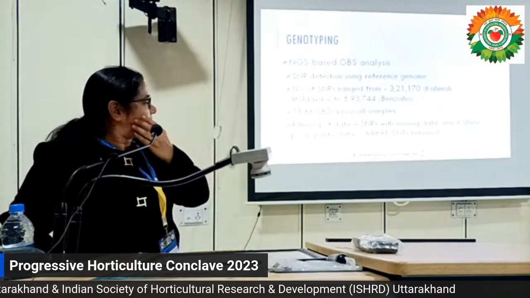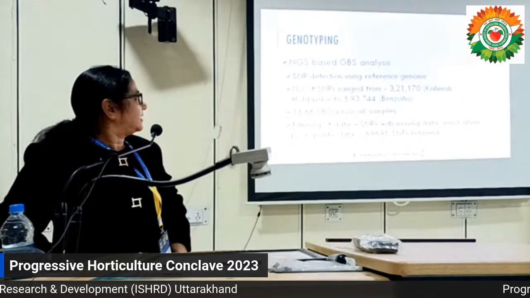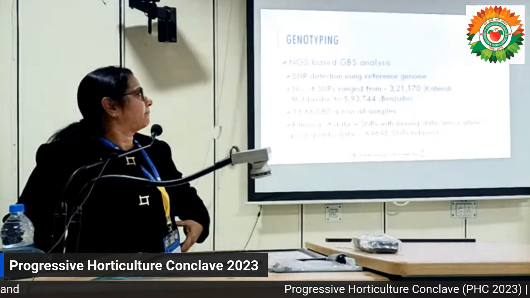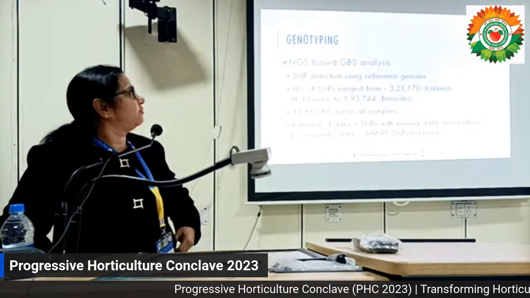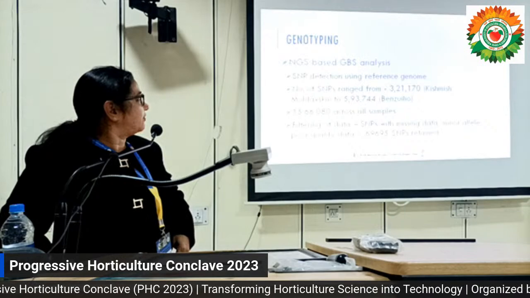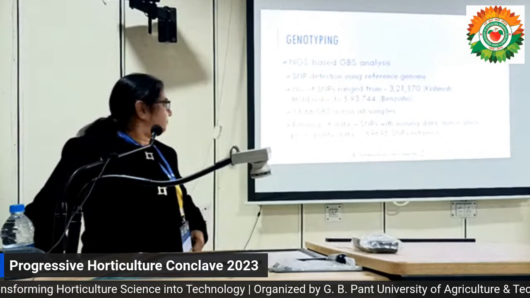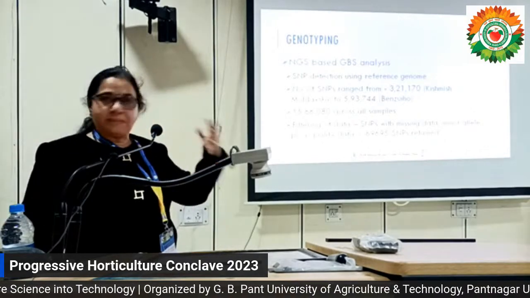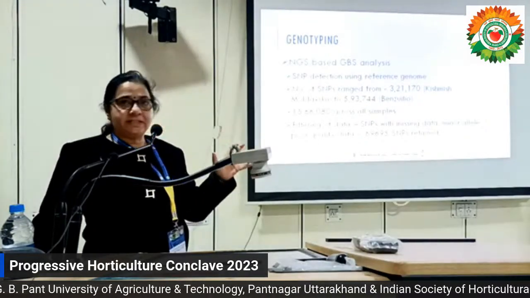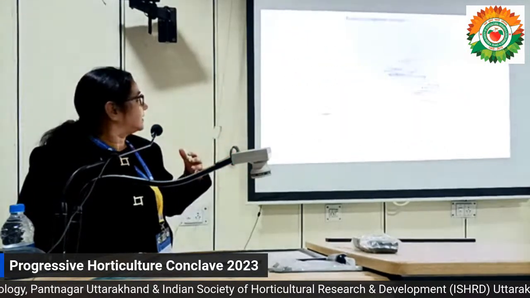And then for marker analysis, we used genotyping by sequencing analysis. Since the genome is available in the public domain, that was used as the reference genome for the identification of SNPs. Of course, we could identify a large number of SNPs across all samples, almost more than 50 lakh SNPs. But we got lots of missing data, and then minor alleles had to be removed, and poor quality data were removed, and finally we retained only about 69,000 SNPs for further analysis.